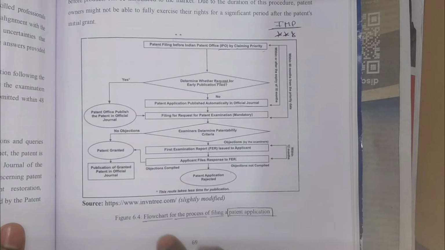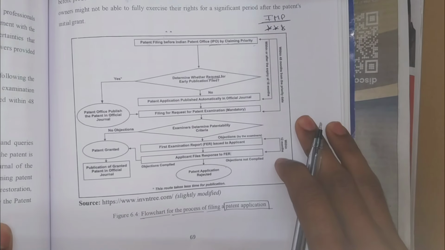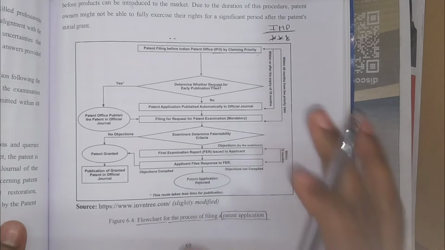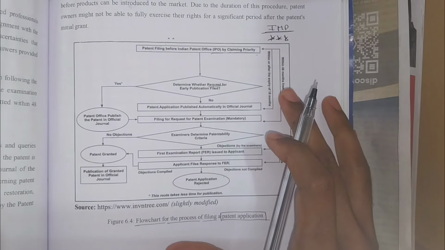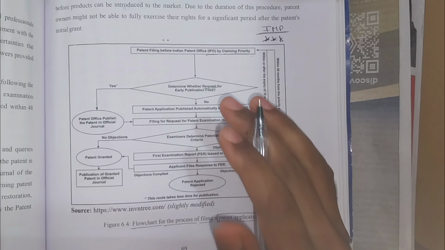In the third module, the flowchart for the process of filing a patent application. This flowchart is very, very important, guys. Just remember, I will explain it generally so that you will understand how to draw the diagram. After that, you just practice 1 to 2 times, okay.